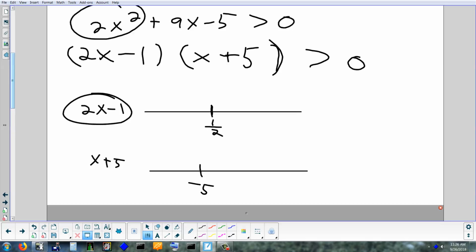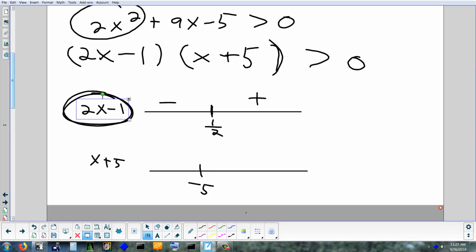Now, let's look at each one. If I plug in numbers smaller than 1/2, like 0, what would I get when I evaluate? A positive number or a negative number? Emma? A negative. Now, if I plug in numbers bigger than 1/2, like 5, what kind of number would I get when I evaluate there? Yep. Positive.